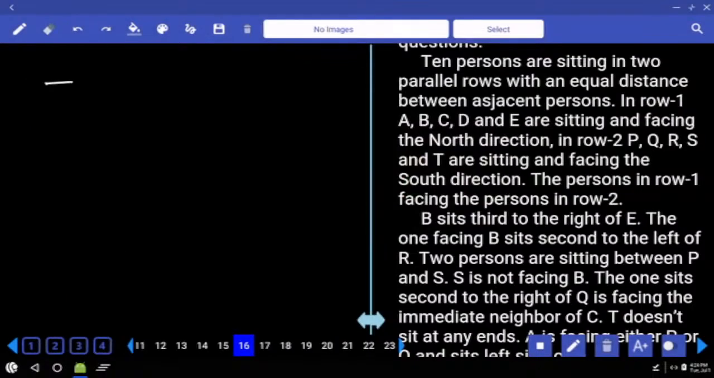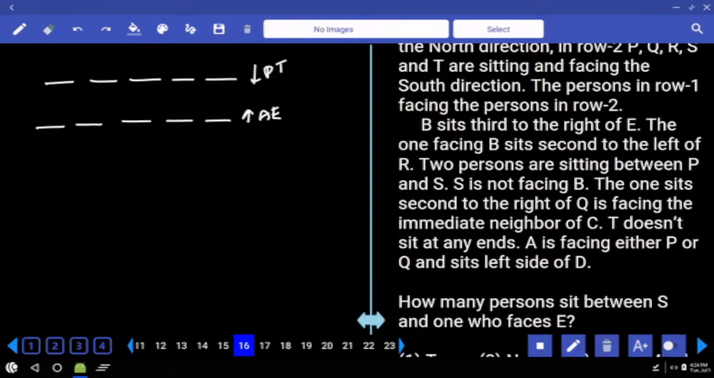16 to 20. How many persons are there? 10 persons, 1, 2, 3, 4, 5. And here again, 5 persons in one row, 5 in the other row. Row 1, A through E are facing towards north. And P, Q, R, S, and T are facing towards south. Then B sits third to the right of E. Where is this B? B is seated third to the right of E.